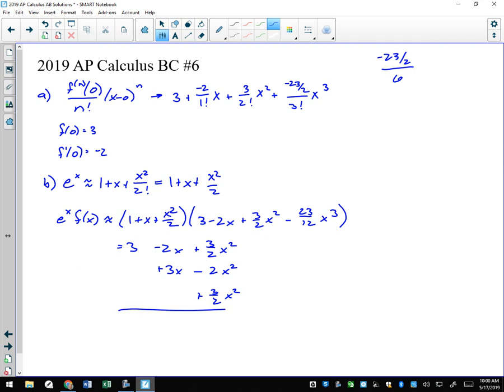And then we will combine all of this. So that's 3 plus x, and then 3 halves minus 2 plus 3 halves, oh gosh, 3 halves minus 4 halves plus 3 halves is 1. That's what I thought. Plus x squared. There's our answer. So e to the x times f of x is going to be approximately that. All right.